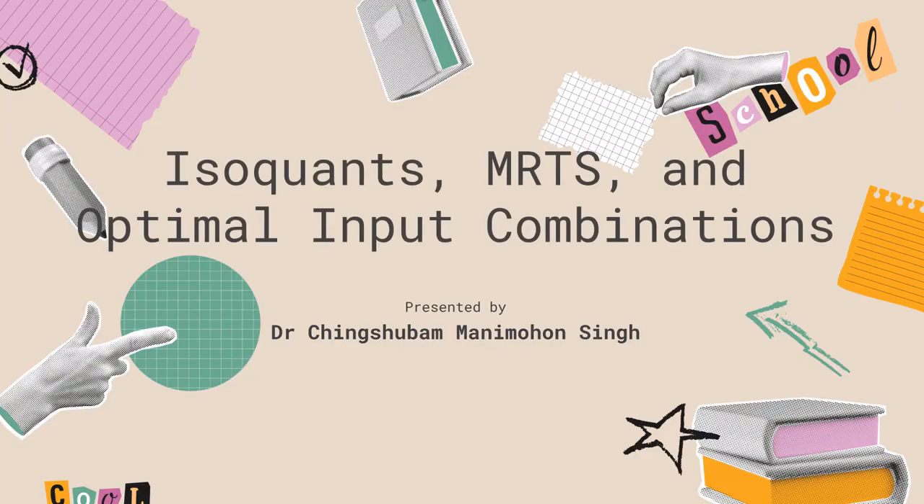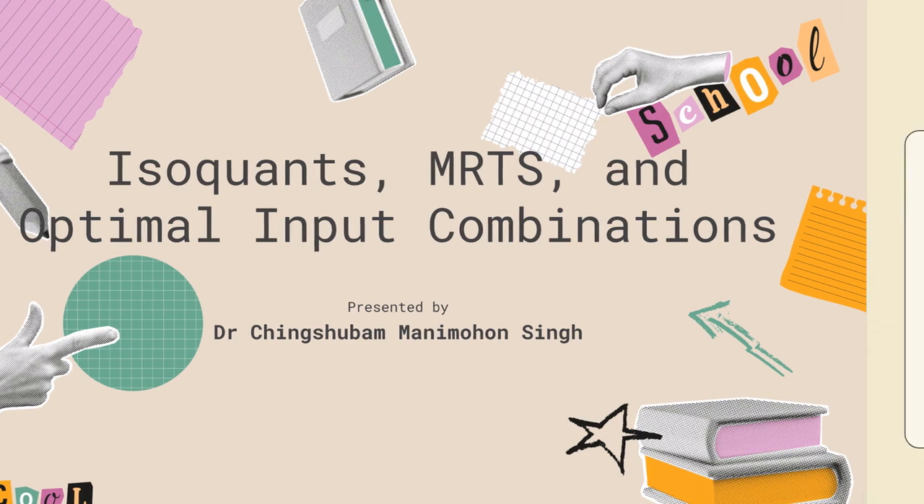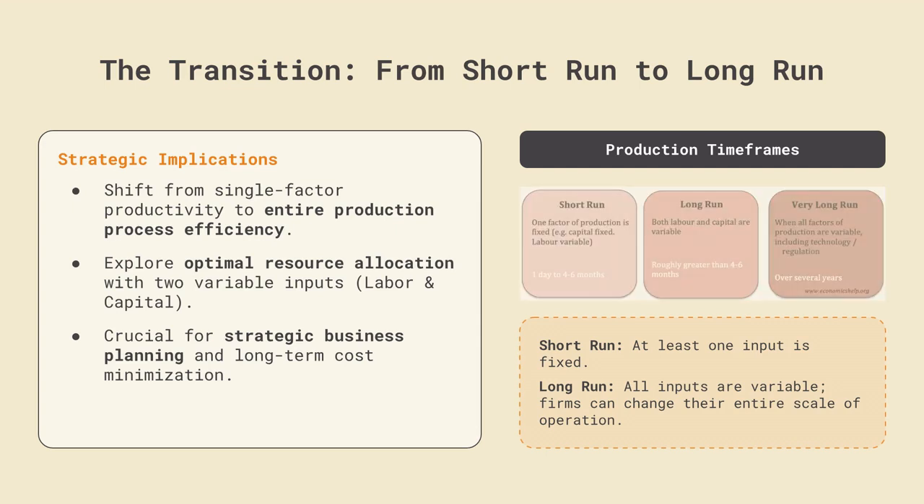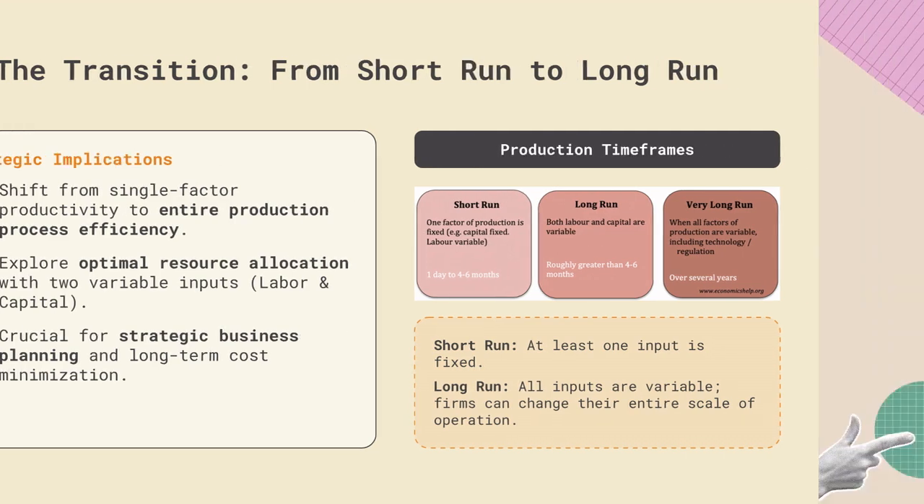Hello and welcome to this video on isoquants, MRTS, and optimal input combinations, presented by Dr. Chingshubham Manimohan Singh. We begin by examining the transition from the short run to the long run. Strategic implications include shifting to entire production process efficiency and exploring optimal resource allocation with variable inputs like labor and capital. Understanding these timeframes is crucial for long-term cost minimization and strategic business planning.